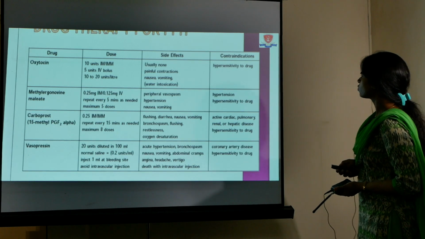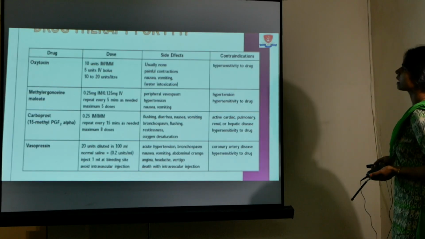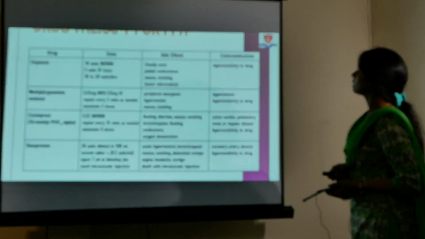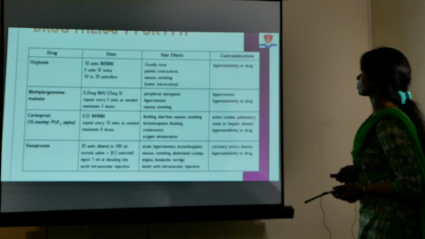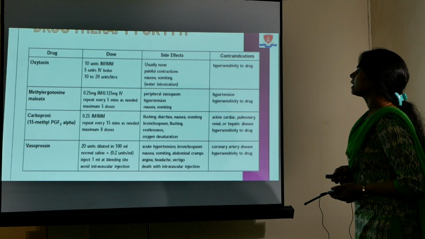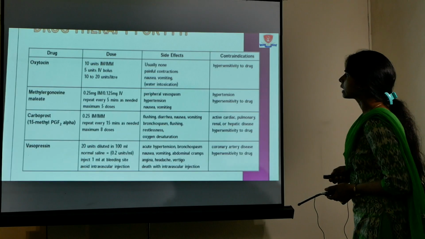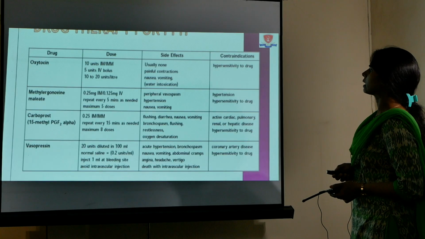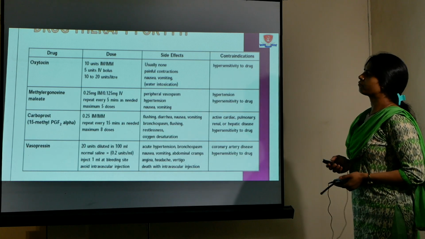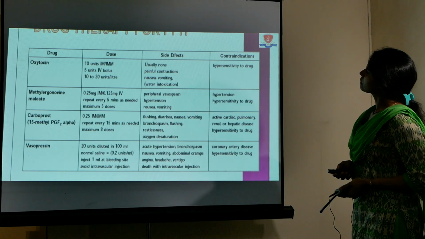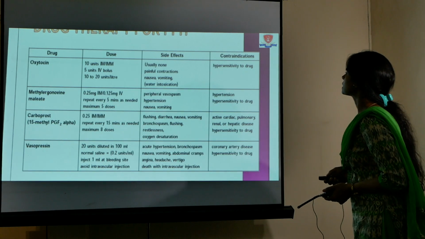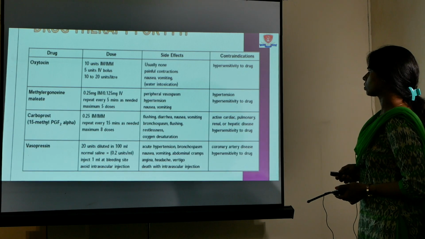Usually there is no side effect of oxytocin. There may be painful uterine contractions, nausea, and vomiting, which occur due to water intoxication, and the contraindication is hypersensitivity to the drug. Methylergometrine is given as 0.2 mg IM or 0.125 mg IV, and it is repeated every 5 minutes as needed, maximum 5 doses. The side effects are peripheral vasospasm, hypertension, nausea, and vomiting. Contraindication is hypertensive patients and those hypersensitive to the drug.